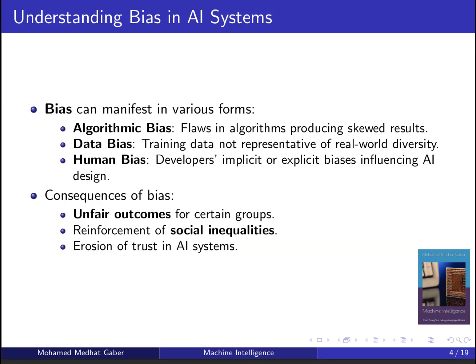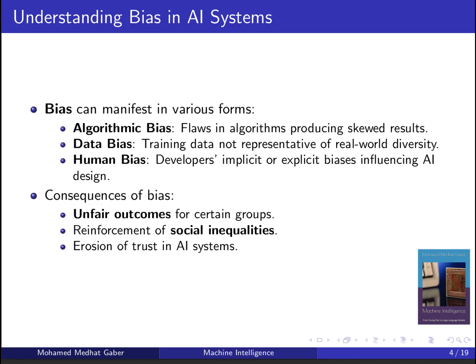The consequences of bias in AI are far-reaching. Biased AI systems can lead to unfair outcomes for certain groups, such as denying loans to applicants from particular demographics or misdiagnosing medical conditions based on race or gender. They can reinforce social inequalities by perpetuating historical patterns of discrimination present in the data. Moreover, the erosion of trust in AI systems becomes inevitable if users perceive AI decisions as unfair or discriminatory, which can impede the adoption of beneficial technologies.